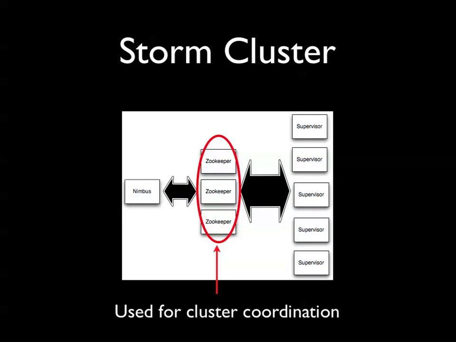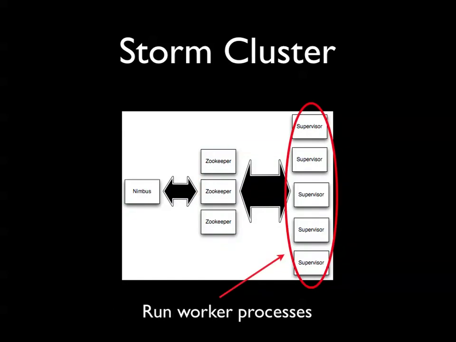In the middle, you have a Zookeeper cluster. So Zookeeper is actually a different project. It's an Apache project. It's basically built for doing cluster coordination, and that's exactly what Storm uses it for. So the third set of nodes are the worker nodes, and every worker node runs a daemon called the supervisor, and the supervisor communicates with Nimbus through Zookeeper to determine what should be running on that machine, and then the supervisor will start and stop workers as necessary, as dictated by Nimbus.